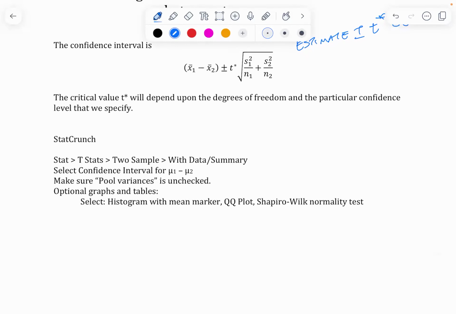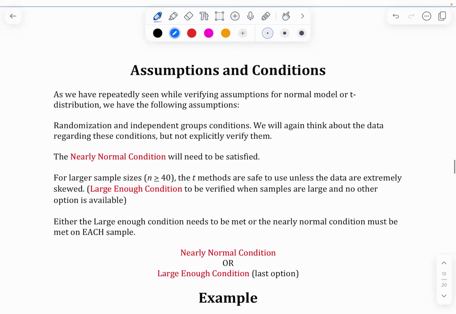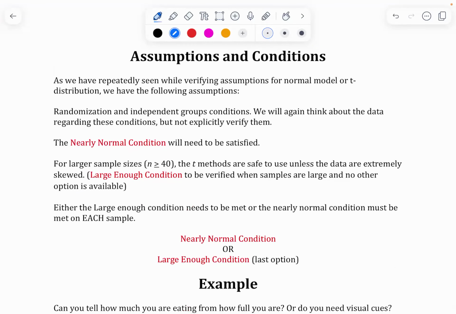Again, we're going to use StatCrunch to identify all calculations. And the big part is in the optional graphs and tables. We're going to select histogram, QQ plot, and Shapiro-Wilk normality test in order to determine our main condition of normality. Because we have the same assumption that our distribution is normal as valid by the t distribution, which means we need the nearly normal condition to be satisfied. We check that via histogram, QQ plot, or Shapiro-Wilk normality test.